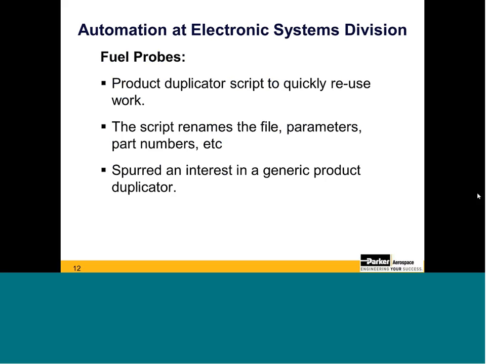Another one is at the Electronic Systems Division, and here we actually just had a month where IDEX was on site helping to develop automation and KBE tools for the guys over at that division. And several areas were greatly improved, one of which was our Fuel Probe product line, where we now have a product duplicator script that will allow for the existing models to be reused, since a lot of the work is able to be duplicated, just to reuse it with a script that will copy the existing model, rename the file name and the parameters, the part number, the instances, and just allow it to quickly be modified into the next model. And this actually spurred an interest in not only a script to reproduce these models, but to do the same thing for just generic products.